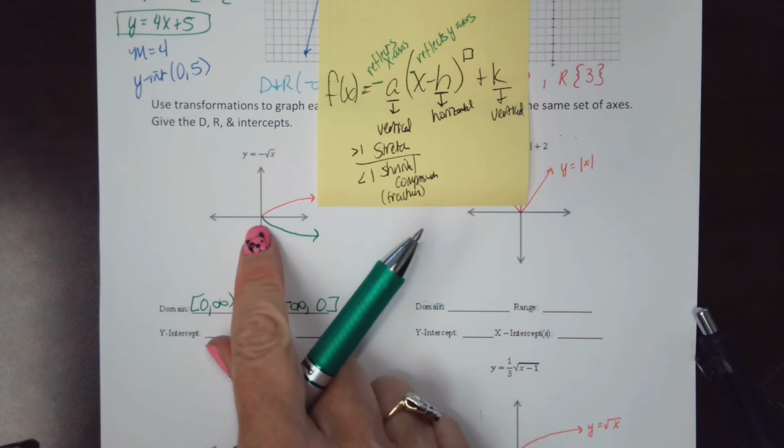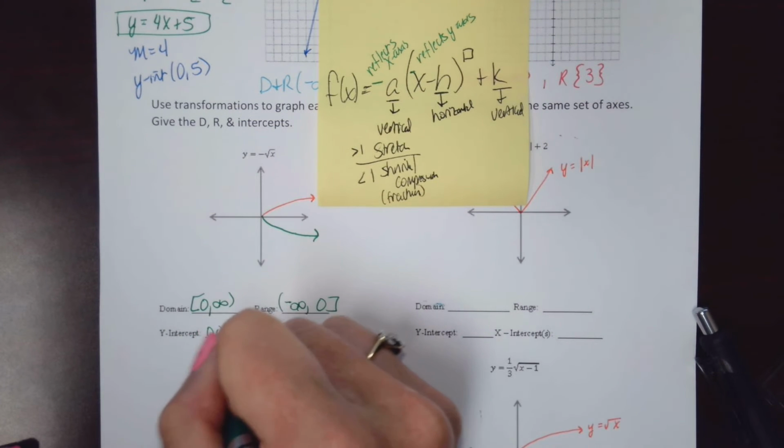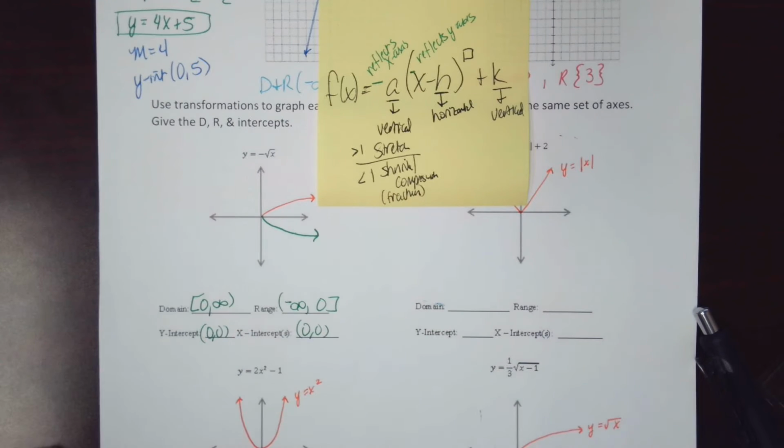My x and y intercept both at the origin, 0, 0. That's where it intercepts both the x and y axes.